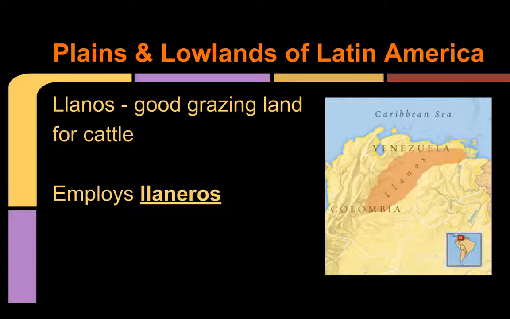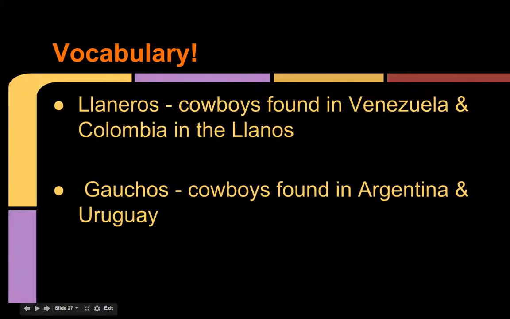Our next one here, plains, are the Llanos. It's in Colombia and Venezuela. You can see from this map here. It's really good for grazing cattle, so it's very fertile land. There's lots of grasses for cattle. And they employ llaneros, which are cowboys that are found in Venezuela and Colombia.